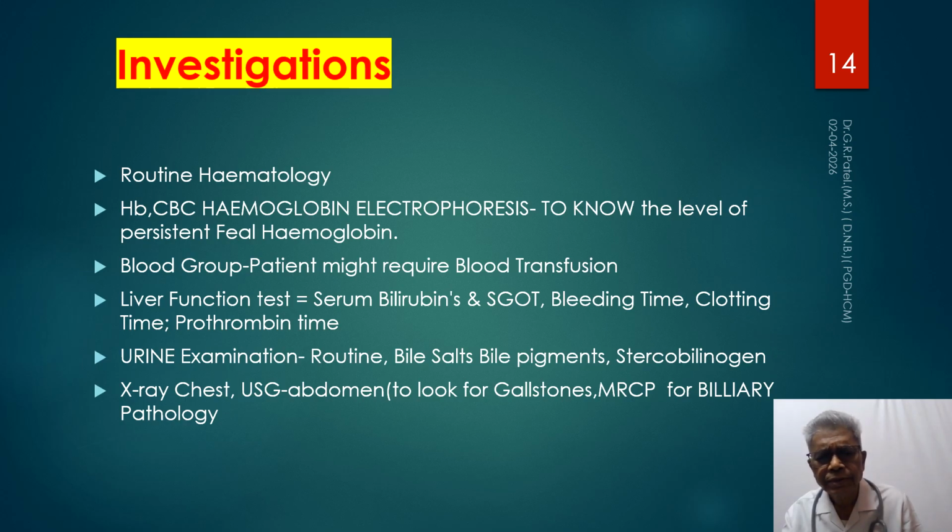Liver function tests, serum bilirubin and SGOT, bleeding time, clotting time, prothrombin time must be investigated. Urine examination routine for bile salts, bile pigment, and stercobilinogen. X-ray is required. Ultrasonography of the abdomen must be done to look for gallstones, which is a complication of sickle cell disease, and if necessary, MRCP for biliary pathology must be done.